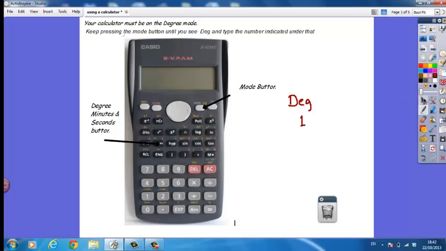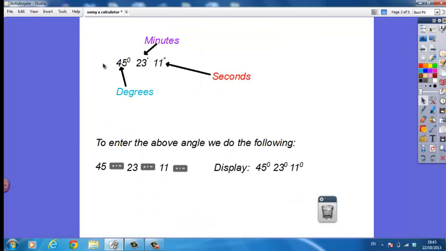The other important button you need to know is this, which is called your DMS button, which is your degrees, minutes, and seconds button. We're going to use that frequently in this chapter. Now, if I wanted to enter this, 45 degrees, 23 minutes, and 11 seconds. So that's how we read it, degrees, minutes, and seconds.